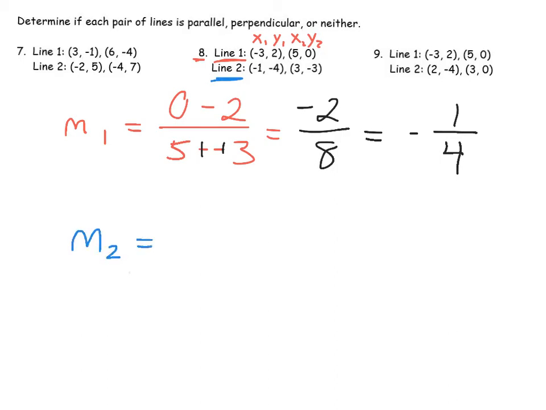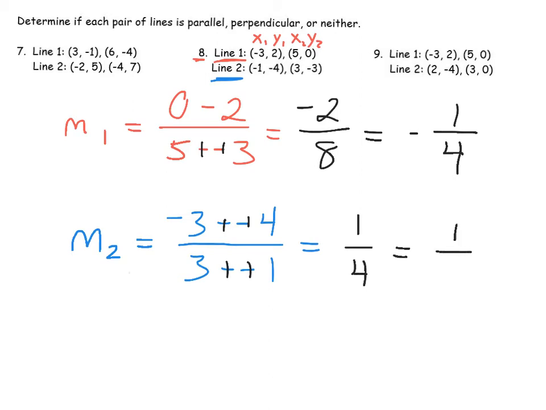So when I plug in my values, y2 is going to be negative 3, y1 is going to be negative 4, x2 is going to be 3, x1 is going to be negative 1. So once again, some signs are going to change here. We're going to have negative 3 plus 4, which is going to give me 1. We're going to have 3 plus 1, which is going to give me 4. So obviously I can't reduce that. It's going to remain positive, so my slope is just 1 over 4.